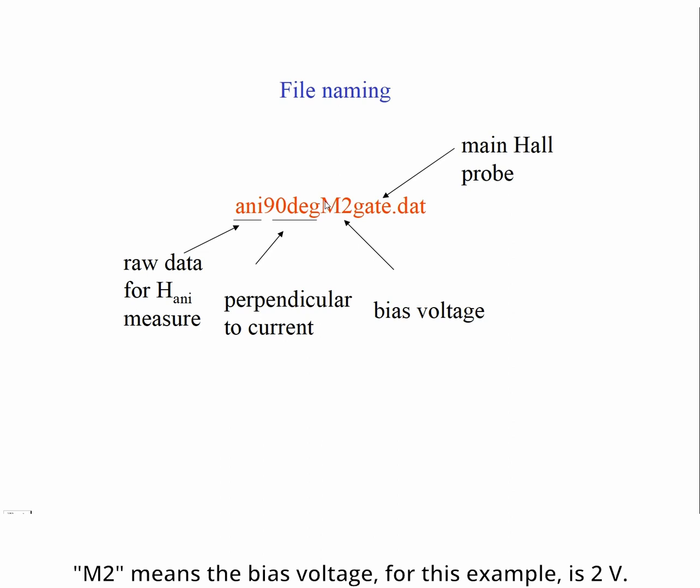M2 means the bias voltage. For this example, it is plus 2 volts. Gate means the data of the gate Hall probe. In a second I will explain the meaning of the name gate.